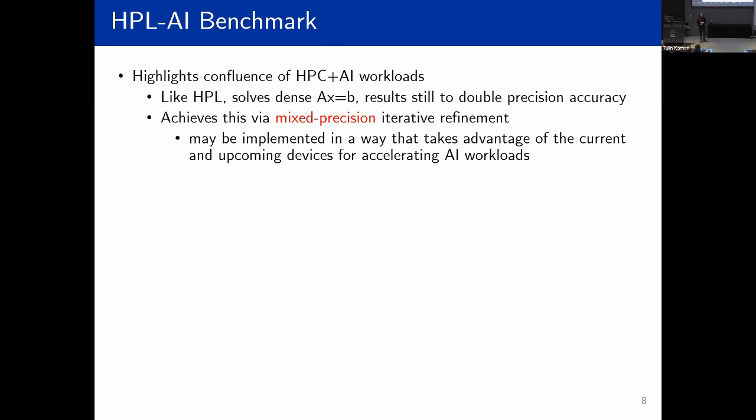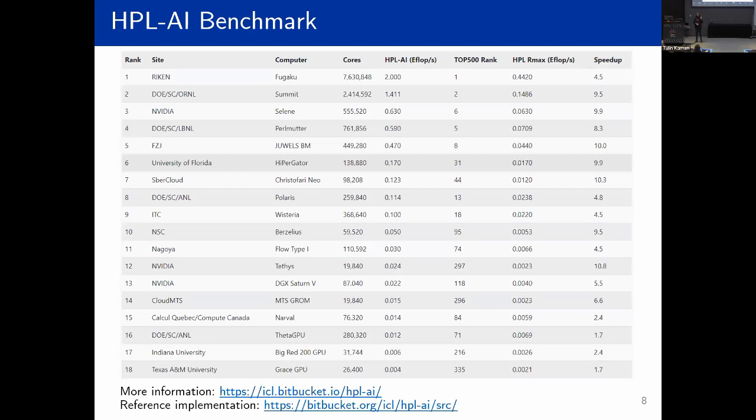All right, so what does this benchmark actually do? It's doing the same thing as HPL, okay? It's still solving a dense linear system, Ax = b. It's still giving me results to double precision accuracy. But to do it, it's using a mixed precision iterative refinement approach, okay? And so the nice thing about this approach is that it can be implemented in a way that takes advantage of this mixed precision hardware. And so later in the talk, I will come back and tell you more about the algorithms that are behind this benchmark.